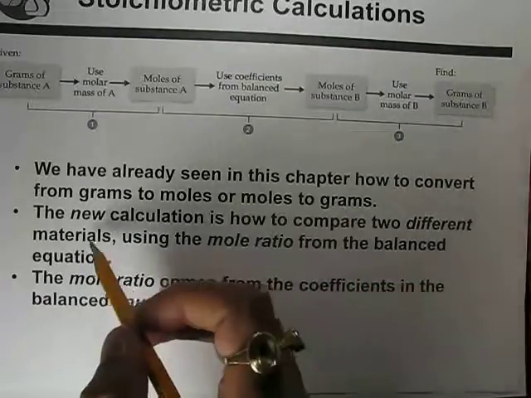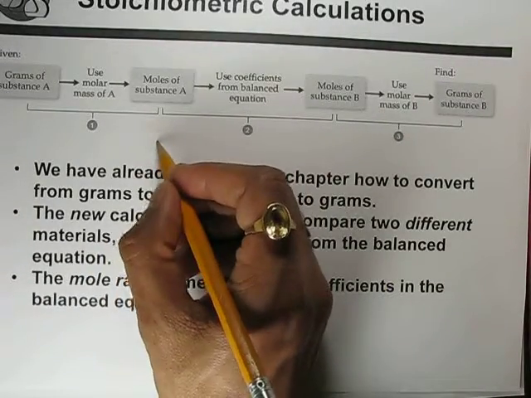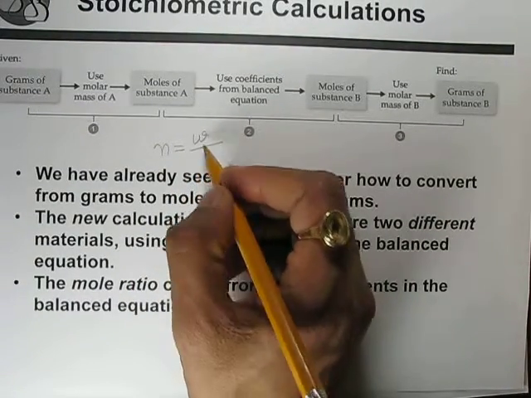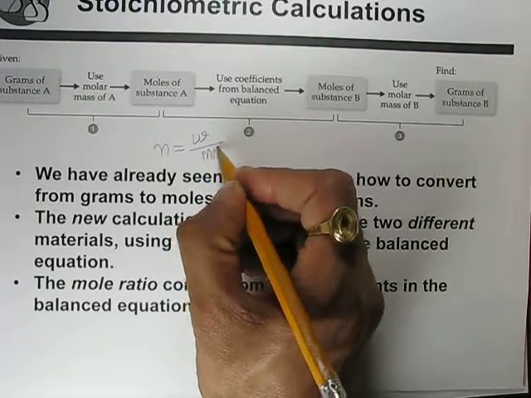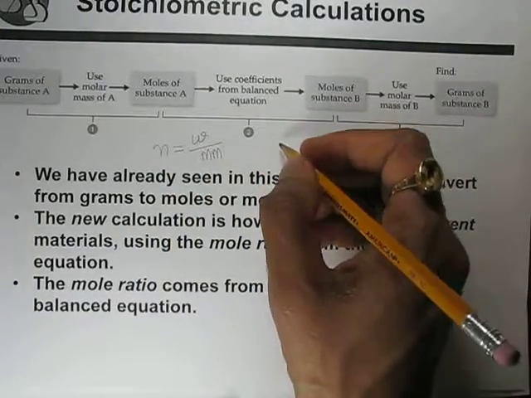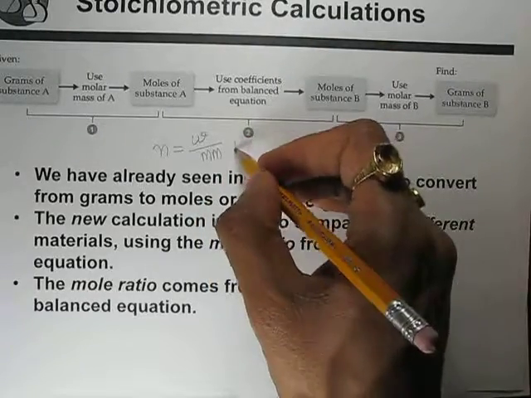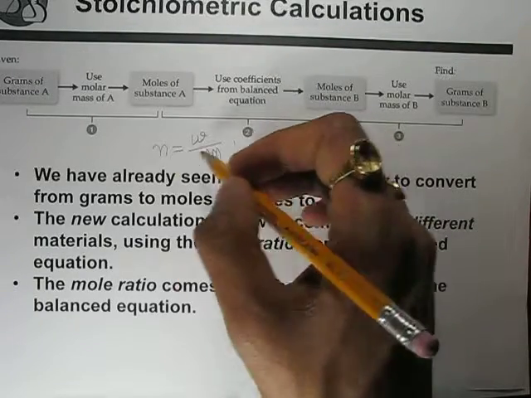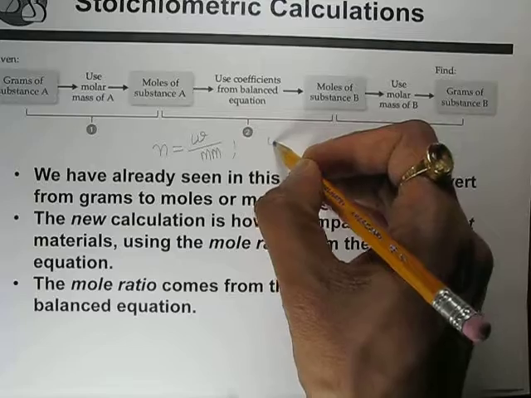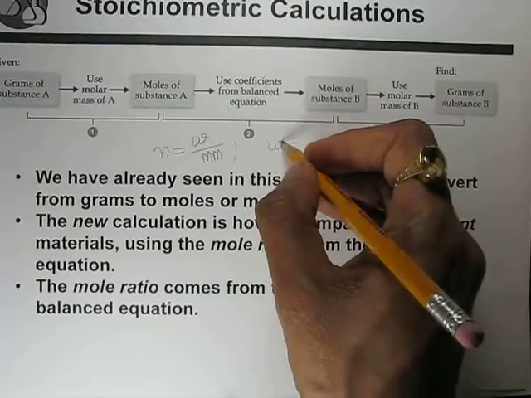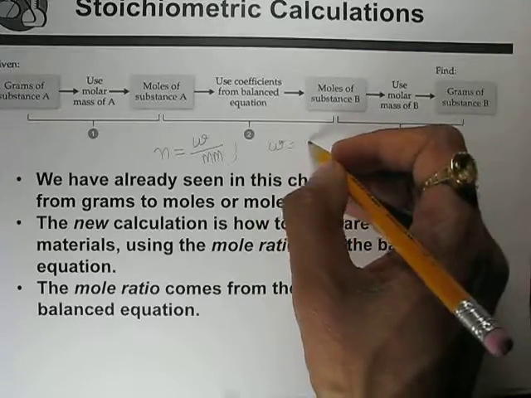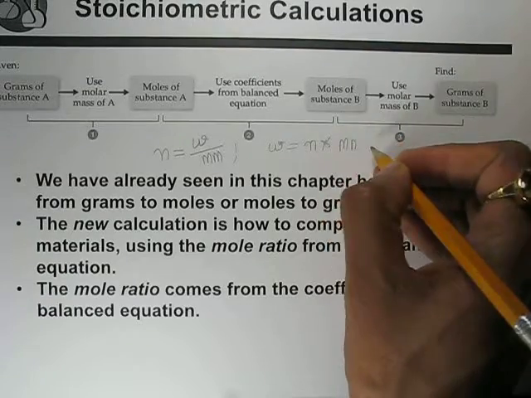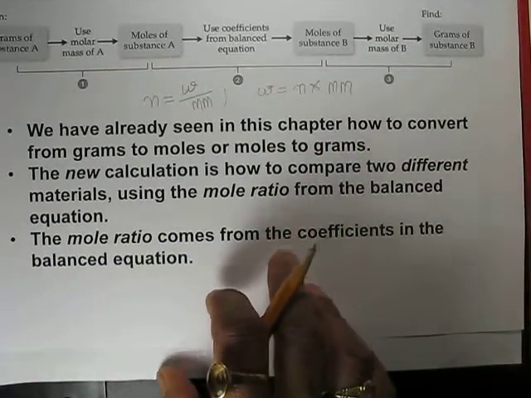So we have already seen in this chapter how to convert gram to mole or mole to gram. The very simple formula is small n, which is the number of moles, equal to small w, which is the grams, divided by the molar mass. This formula is very handy: if you know the weight in grams and the molar mass in grams per mole, then you can calculate the number of moles. Or if you want to calculate the gram quantity, multiply the number of moles by the molar mass of that element or compound.